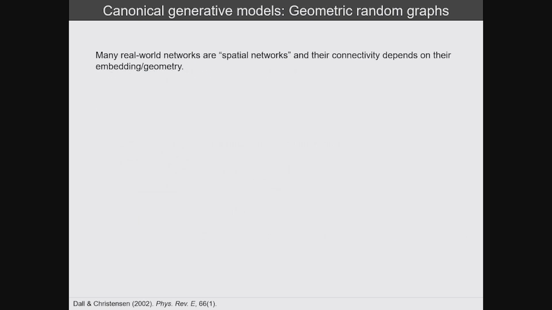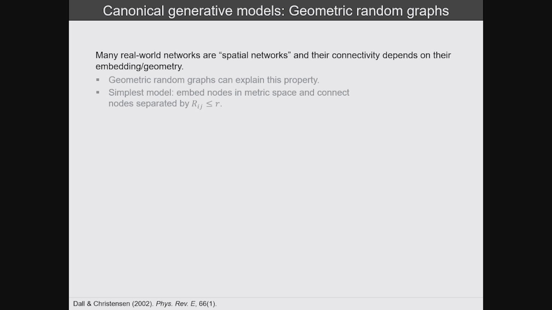Yet another feature, and this has come up again in the talk, so it's nice to see them dovetail in this way. Many real-world networks are spatial networks, meaning that the probability of two nodes connecting depends somehow on the geometry of the network or their locations in some space. Well, geometric random graphs can do this. They can replicate this property. The simplest version of these is to embed our nodes in some metric space and then connect nodes that are separated by a distance less than some threshold parameter. And I'll show you some examples of these.